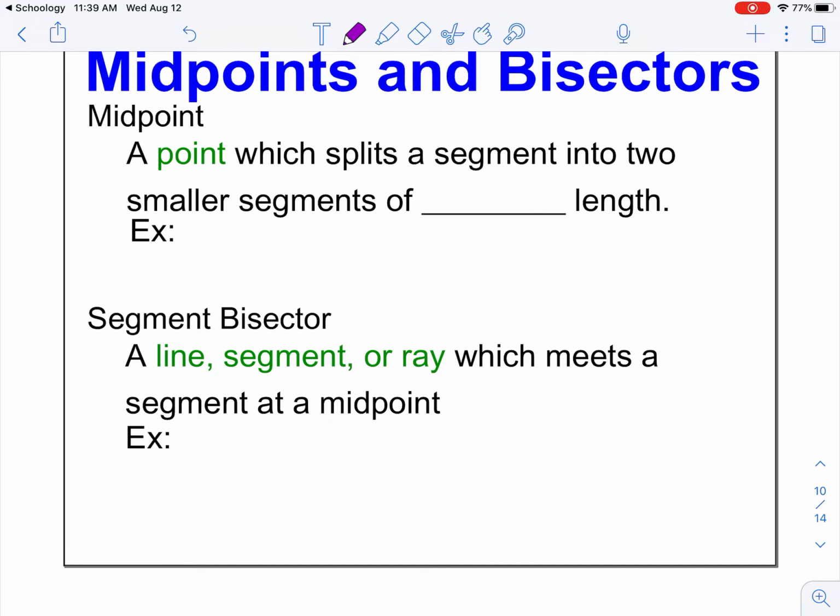Okay, next topic is midpoint and bisectors. Okay, so a midpoint, first off, is a point. Okay, it splits a segment into two smaller segments of equal length. So let's draw an example of what a midpoint looks like. Okay, so first off, I'm going to draw a segment. Now, let's call this segment AB.